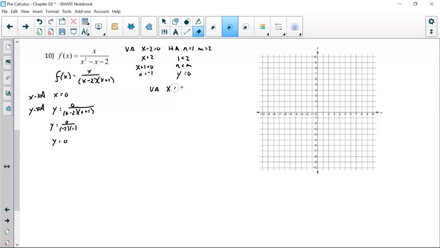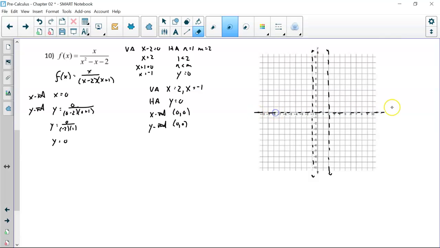So our vertical asymptotes first are x equals 2 and x equals negative 1. Our horizontal asymptote is at y equals 0. Our x-intercept is at 0, 0. And our y-intercept is at 0, 0 as well. So we'll start by sketching out these asymptotes. X equals negative 1, x equals 2, y equals 0.